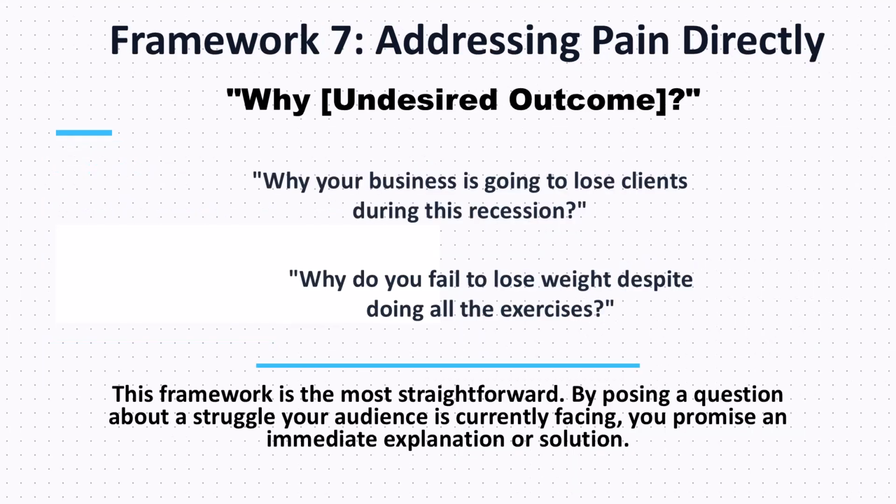Finally, we have framework number 7, and this one is perhaps the most straightforward yet incredibly effective. Why, undesired outcome. This framework directly addresses a pain point or a common struggle that your audience is likely experiencing. By posing a question about an undesired outcome, you immediately tap into their concerns and offer the promise of an explanation or a solution. It's simple, direct, and highly relatable.